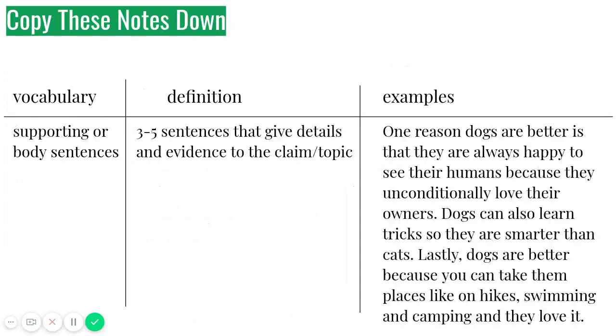Some examples. One reason dogs are better is that they are always happy to see their humans because they unconditionally love their owners. Dogs can also learn tricks, so they are smarter than cats. Lastly, dogs are better because you can take them places like on hikes, swimming, and camping, and they love it. So pause the video, copy that down. Supporting sentences or body sentences, 3 to 5 that give details and evidence to the claim or topic.